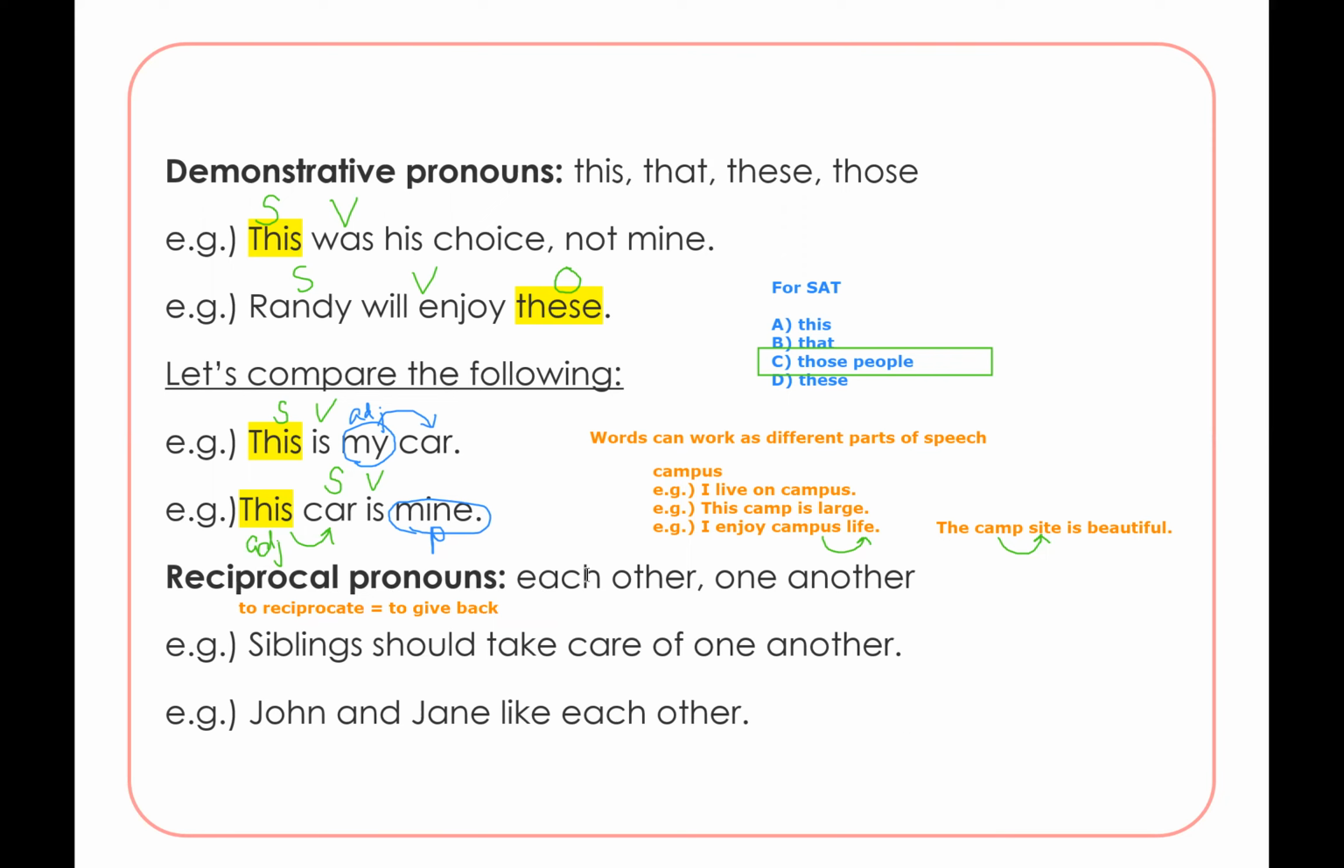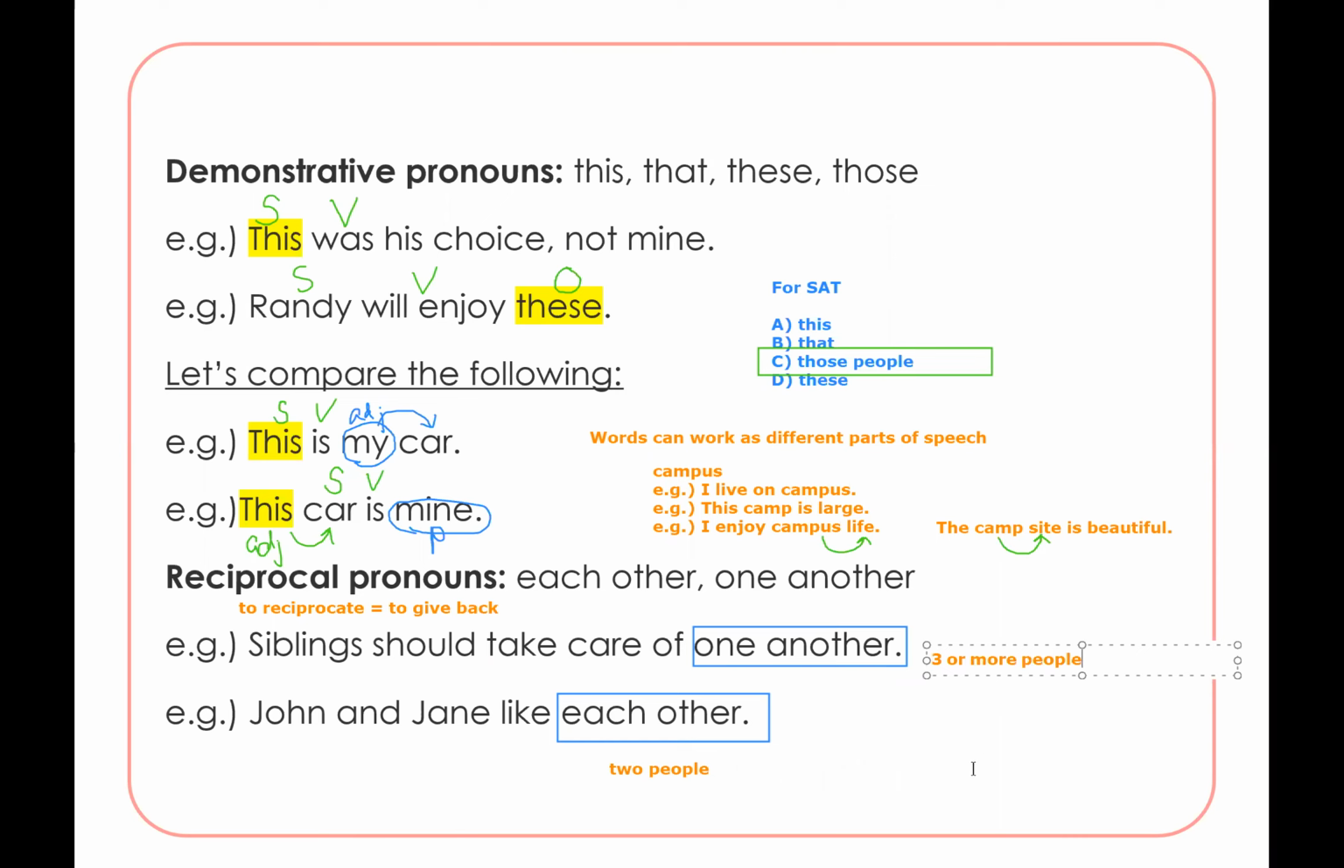And that is why the pronouns are each other and one another. So for example, siblings should take care of one another, and Jane and John like each other. So you might be wondering, so when can I use which? So when you have each other, you can only use it in a situation where there are two people. Okay, whereas one another can be used in cases where there are three or more.